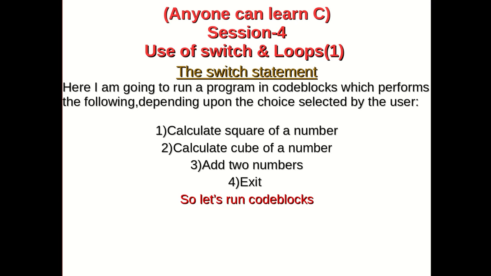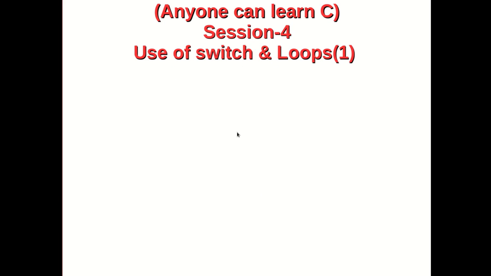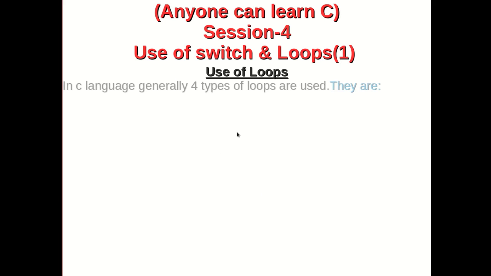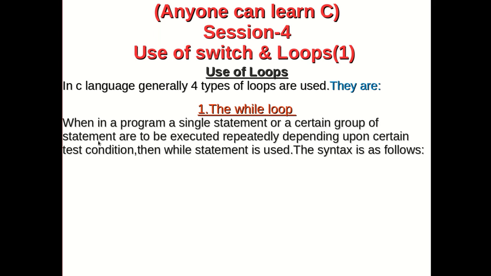To close this, and now we shall discuss loops. In C language, generally 3 types of loops are used. They are, first, the while loop. When in a program a single statement or a certain group of statements is to be executed repeatedly depending upon a certain test condition, then the while statement is used. The syntax is as follows.